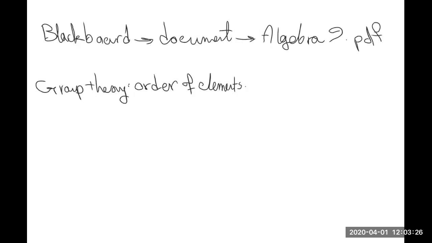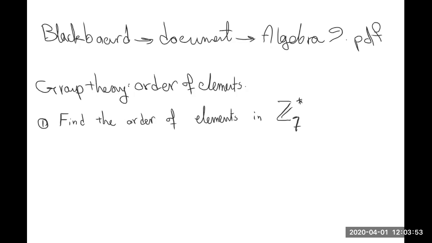So let's start. The first question is: find the order of all elements in Z7 star. I would explain the question and then give you a few minutes to solve it, and then I would solve it for you.